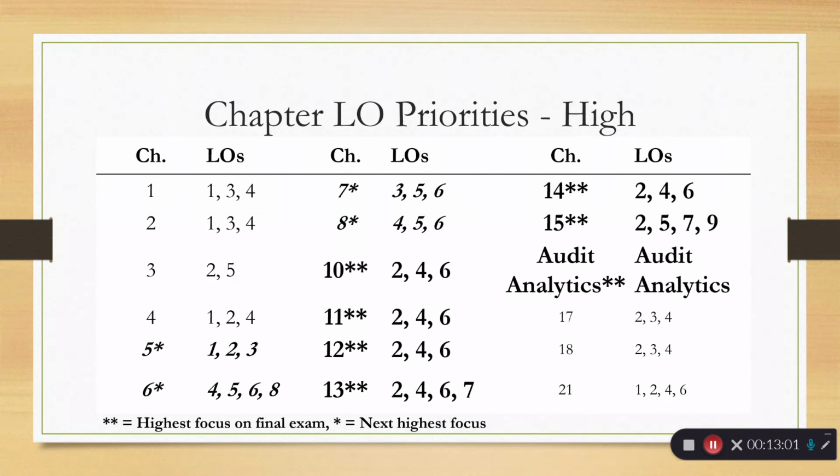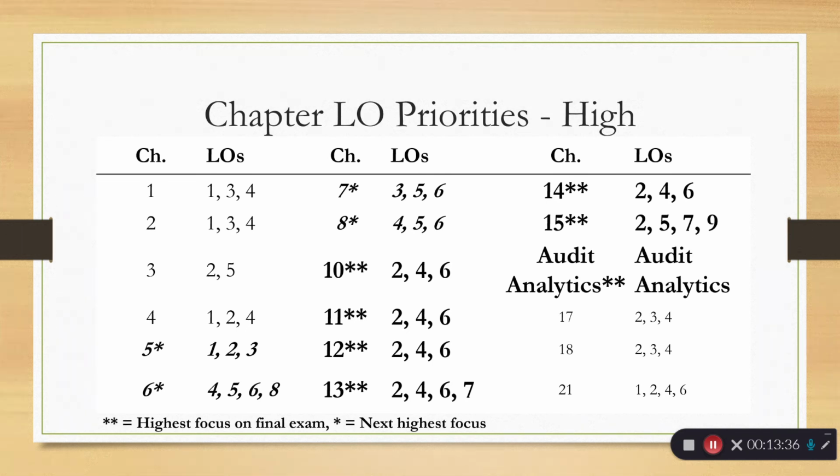And so if you look at the learning objective priorities, I'm only going to focus on the high learning objectives. So it's not cumulative in the sense of all possible learning objectives. It's cumulative in the sense that every topic is going to be covered, but I'm only going to take out those high learning objectives. And so that should cut down a good bit on the amount that you need to study.